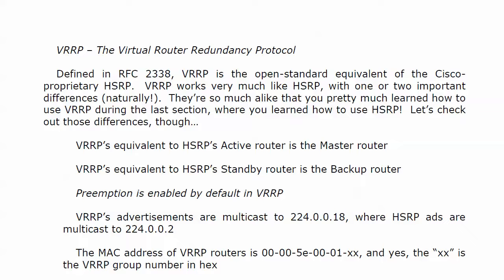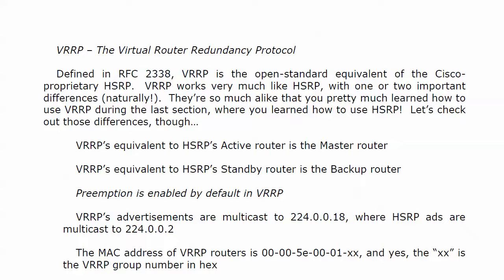We're going to be running just about the same labs that we did in HSRP with VRRP, so you can see those differences. And here are a couple for you right now. The terminology for our routers is a little bit different. VRRP's equivalent to the HSRP active router is the master router, and VRRP's equivalent to HSRP's standby router is the backup router. Preemption is enabled by default in VRRP, he said in italics.